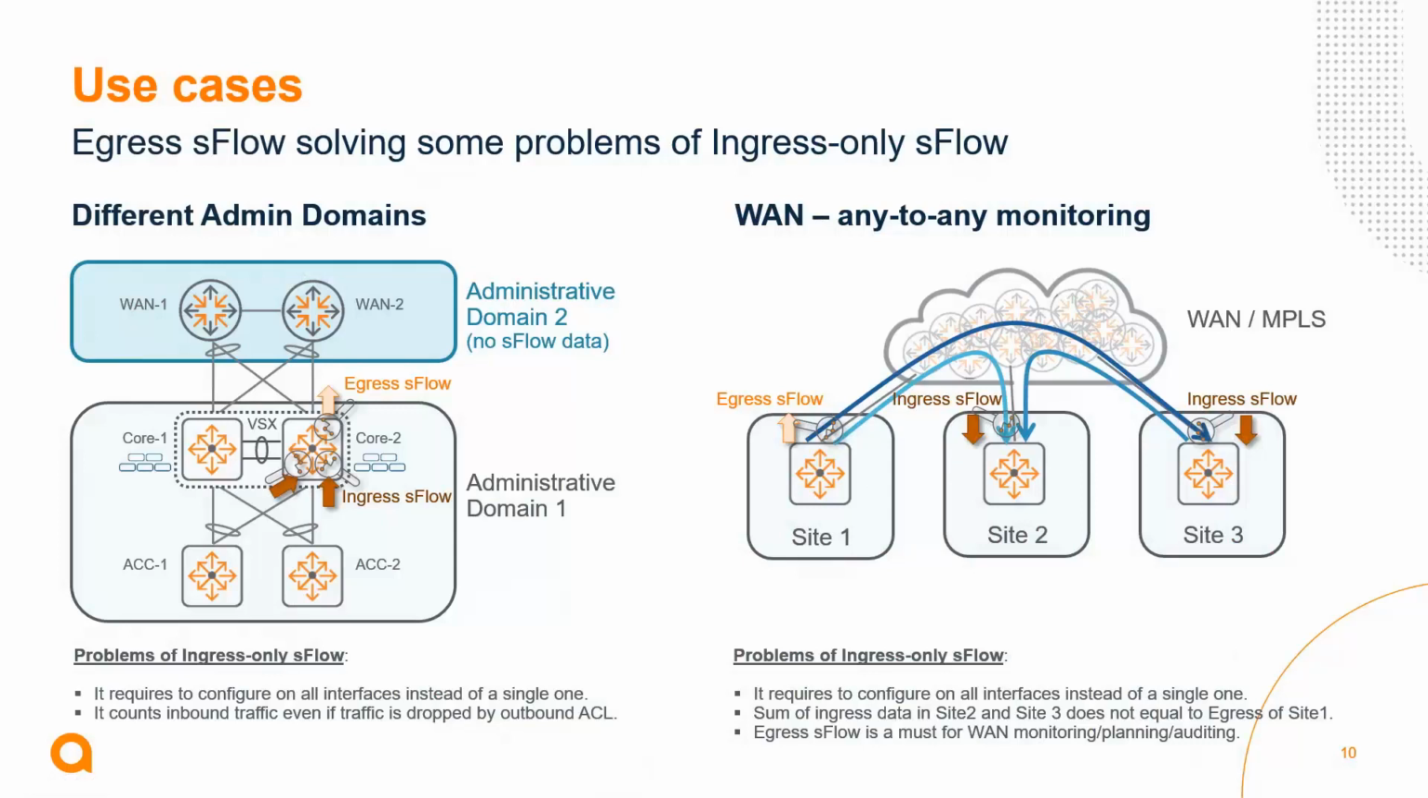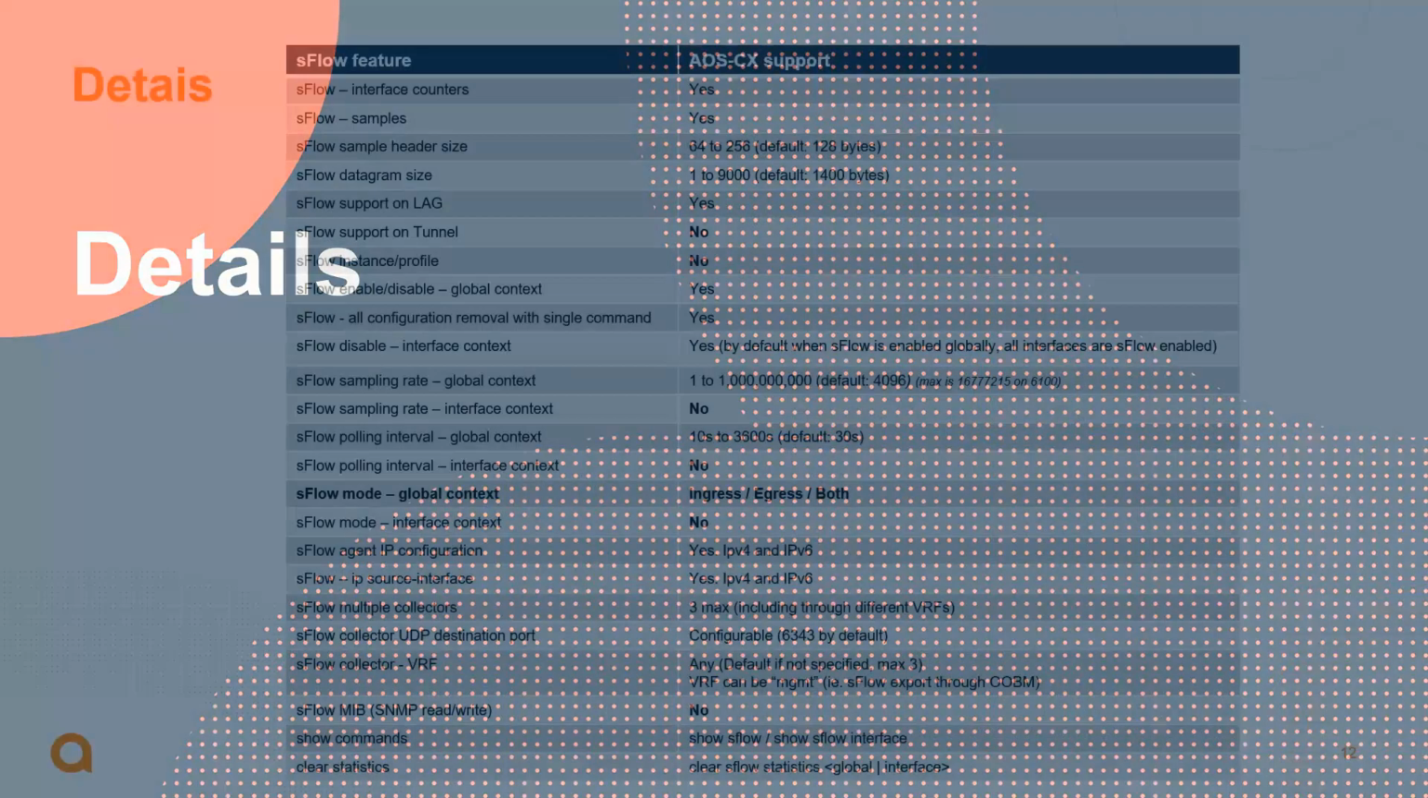And egress sFlow is most of the time a must for the network admin to monitor, sample and audit the WAN circuit, typically to check against what the carrier is providing as information on a monthly basis about capacity planning and so on. So those are the 2 use cases that are driving the need for sFlow in the egress direction. So let's get into the details.